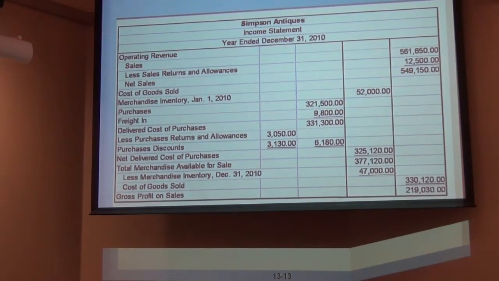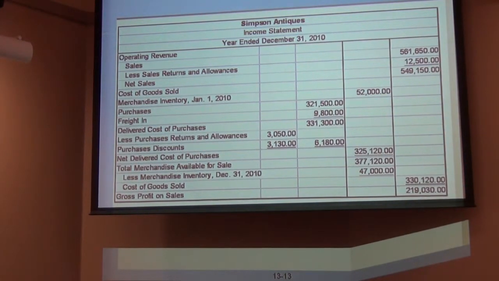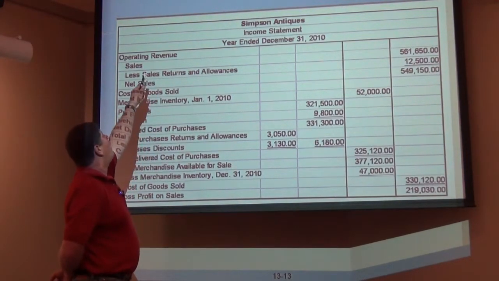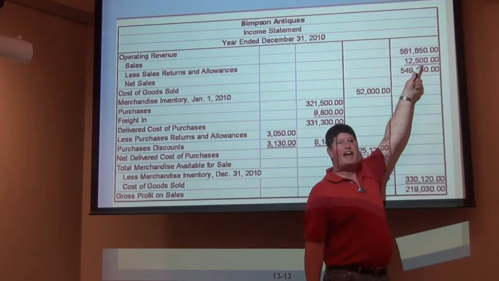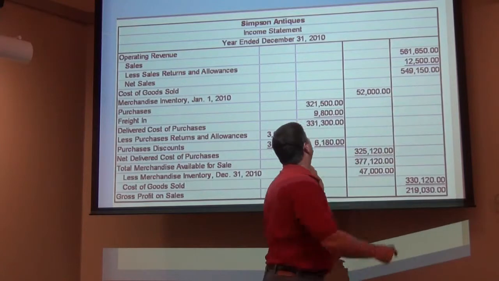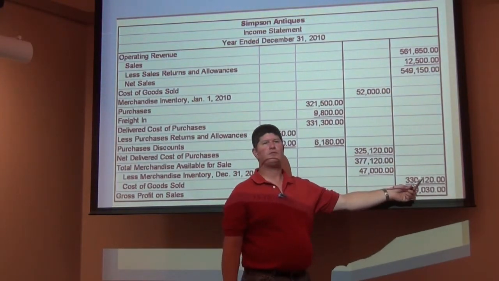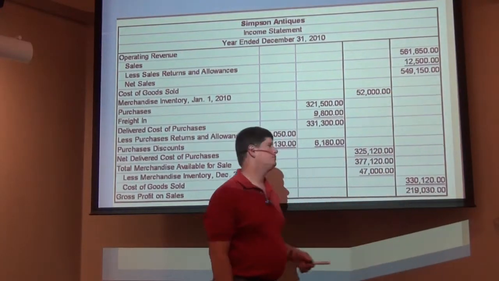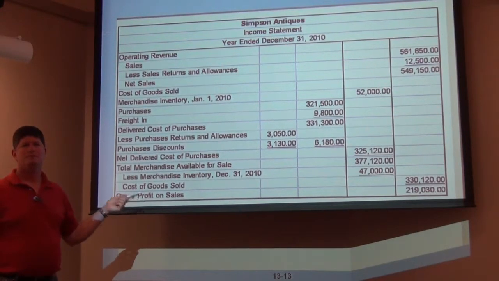Okay. Here it all is squeezed onto one slide. And I'm going to try and go through it without having to stand on a chair. So you've got your operating revenue. They calculate sales less returns, get your net revenue. Walk through the cost of goods sold section that we already did, come up with total cost of goods sold. Net revenue minus cost of goods sold gives you gross profit. Okay?